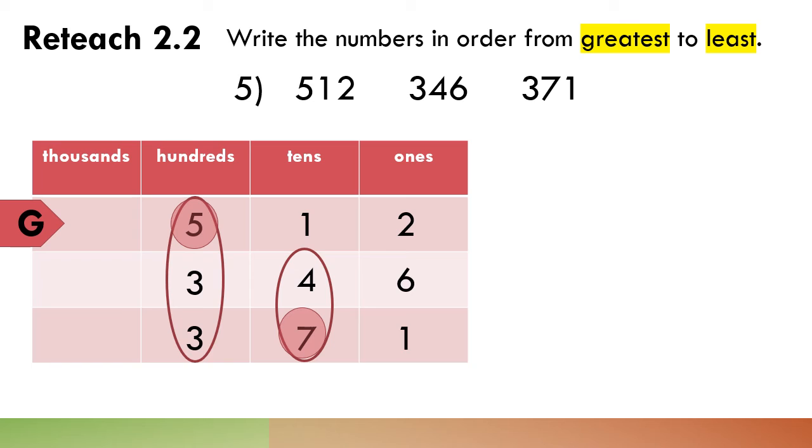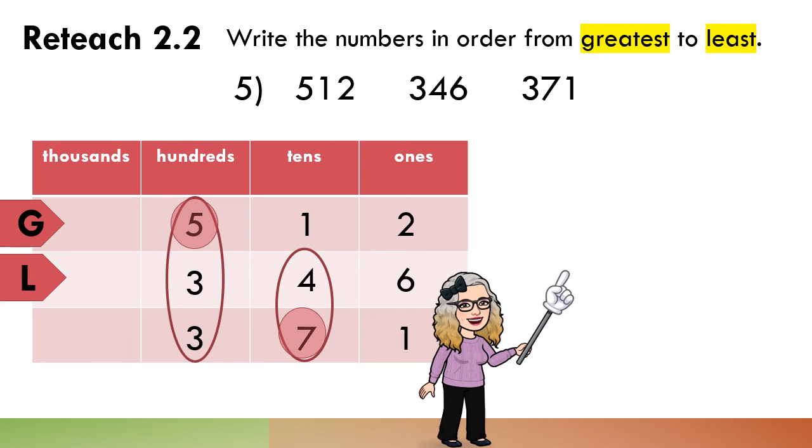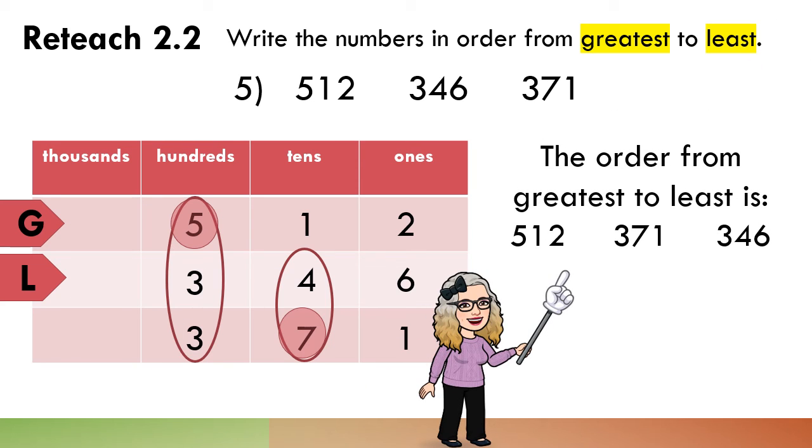So because 4 is less than 7, I know that out of all three of these numbers, 346 is going to be my least number. So after using my chart to compare these numbers, we can now say that the order from greatest to least is 512, 371, and 346.